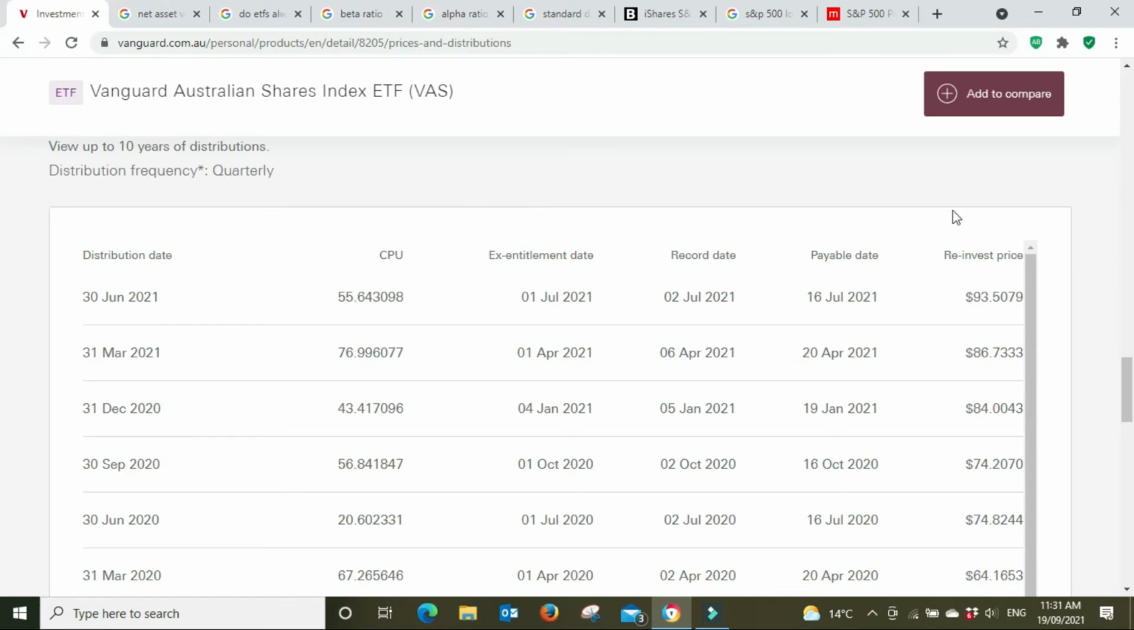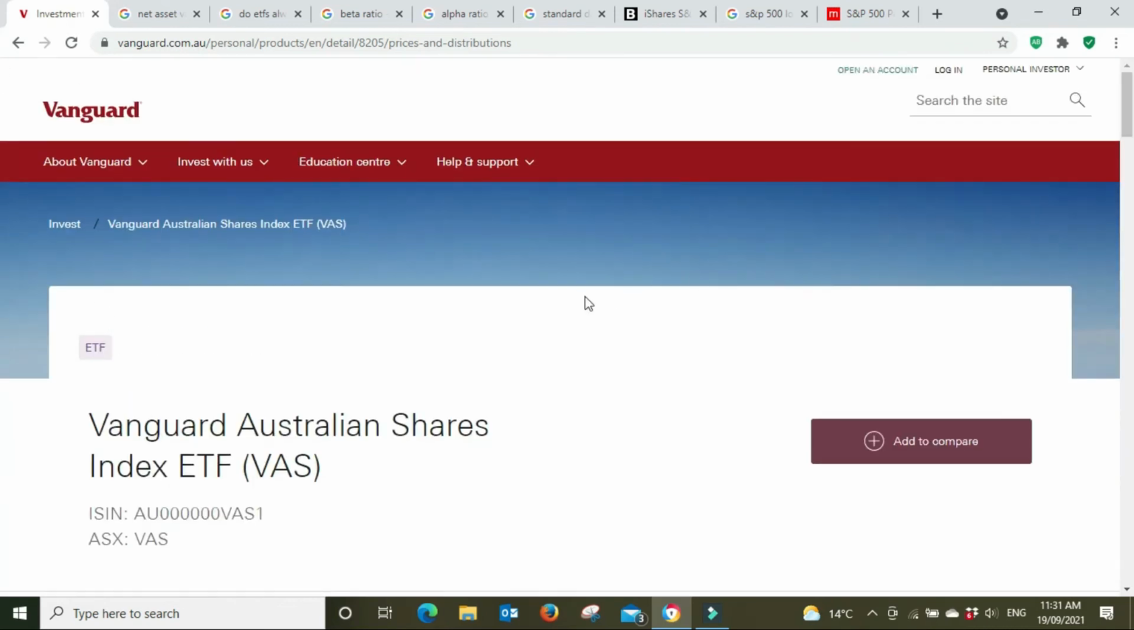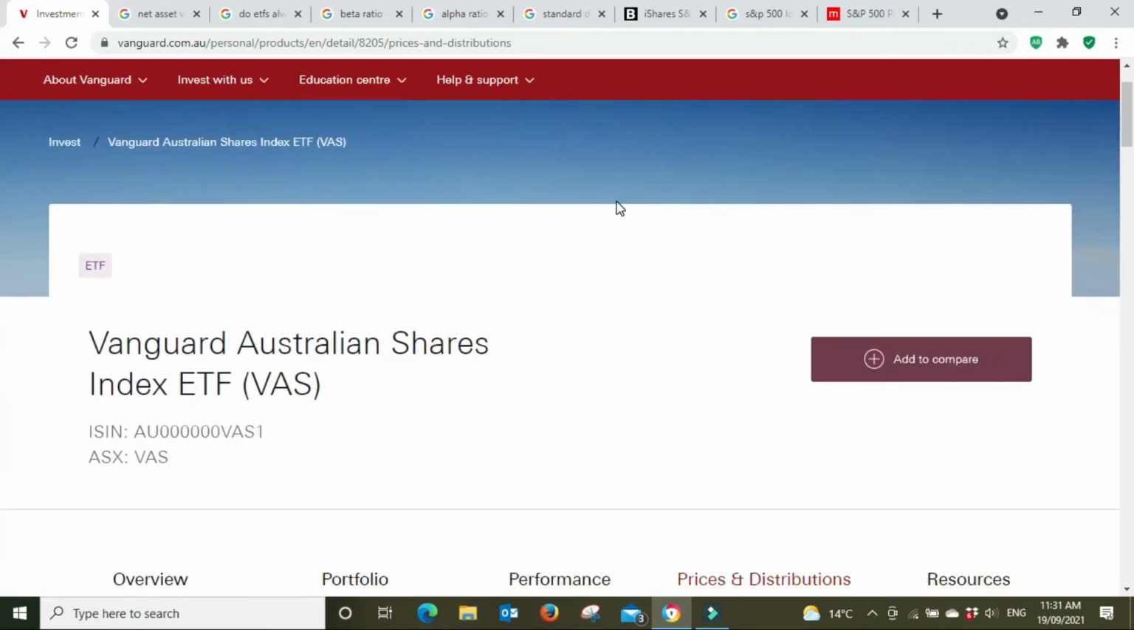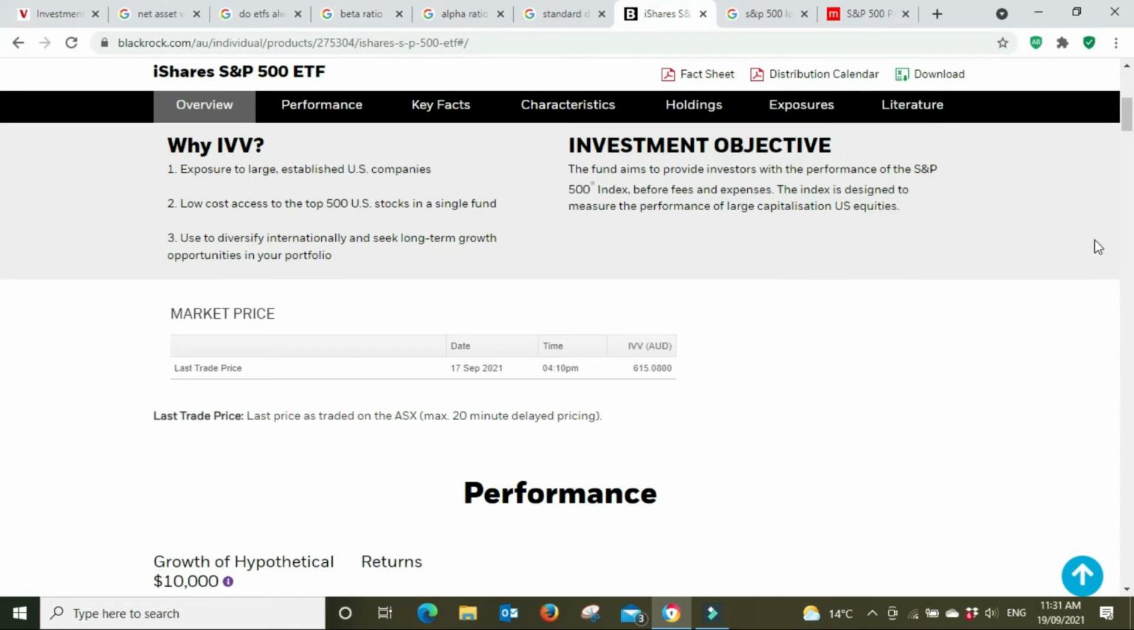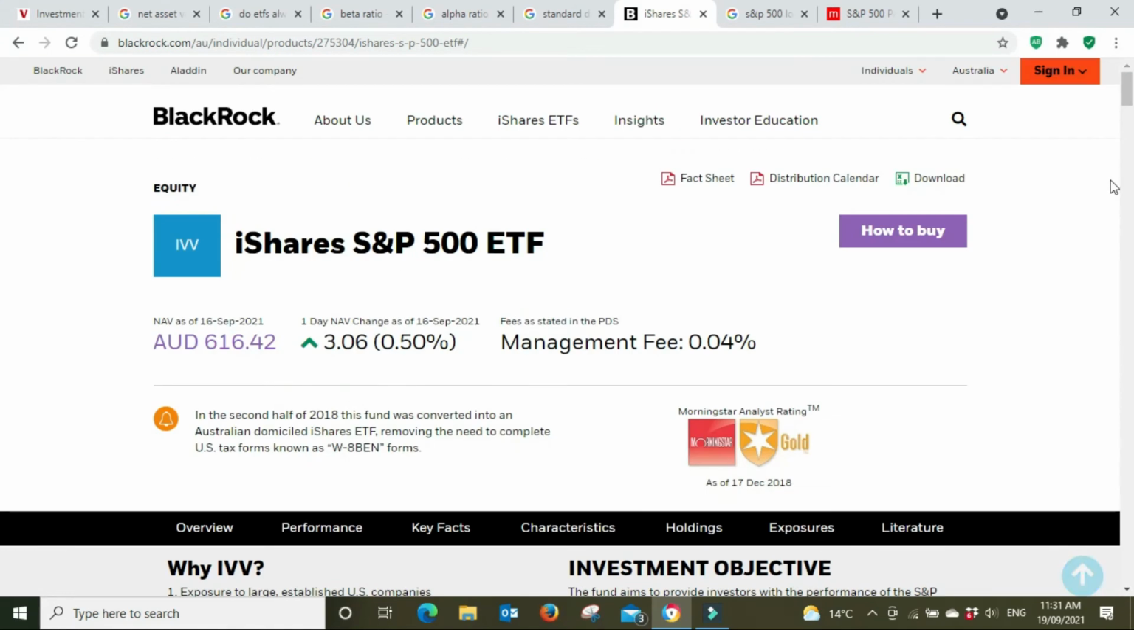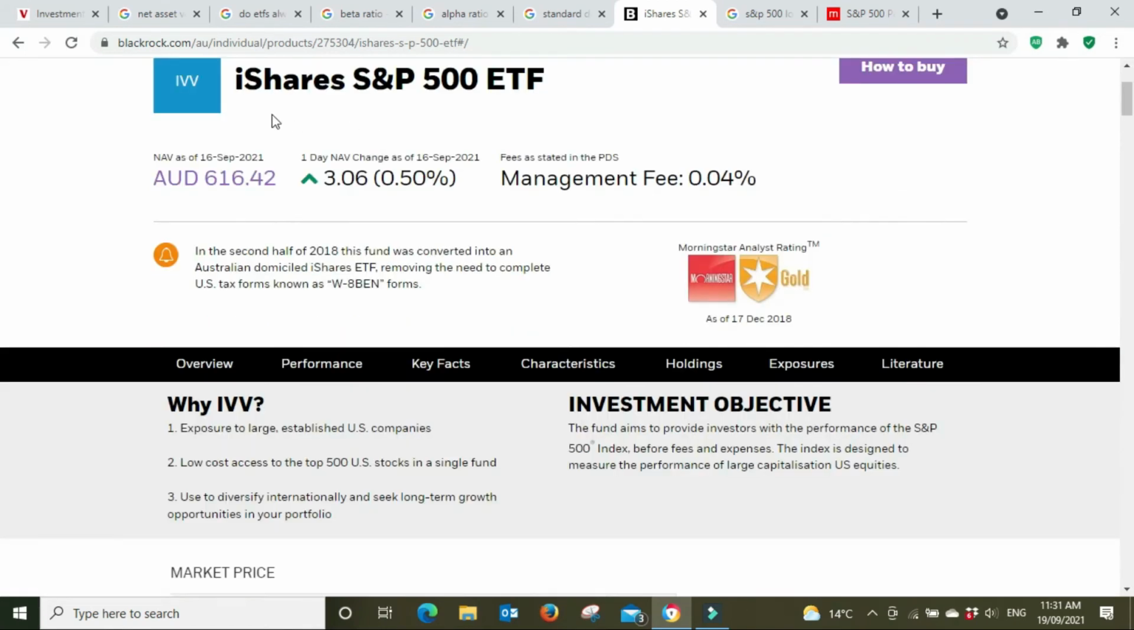All right, so this is Vanguard, which is a pretty big fund all around the world. Now we're going to go have a look at iShares, which is BlackRock, which is another pretty big asset management company. And here we're looking at the iShares S&P 500 ETF. This is your top 500 shares on the US stock exchange or the New York Stock Exchange. So we can see here their price is $606 per share, or the net asset value rather. Management fee of 0.04%, that's very low.